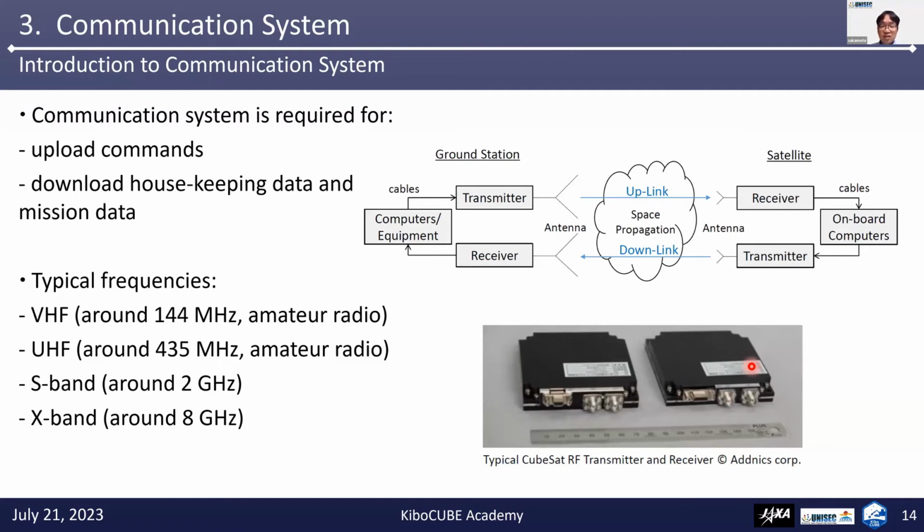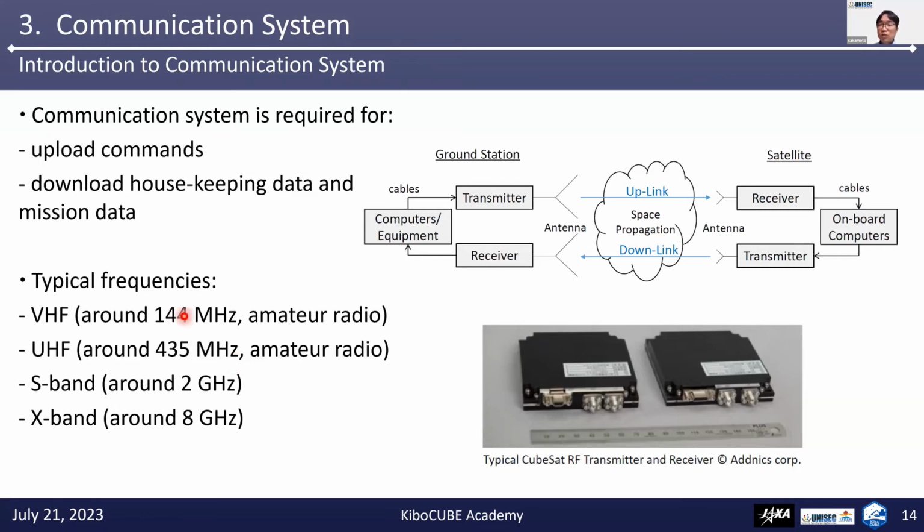The first available frequencies are VHF around 144 megahertz and UHF 435 megahertz. So they are in the range of amateur radio bands. And the satellite must have missions for public amateur radio users and public students, not only the engineering missions.